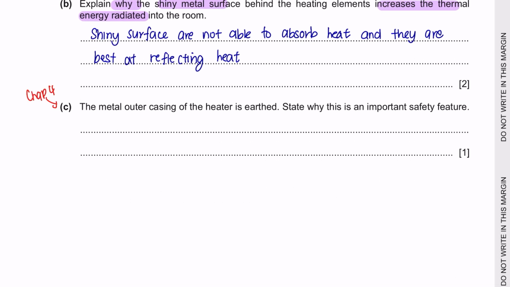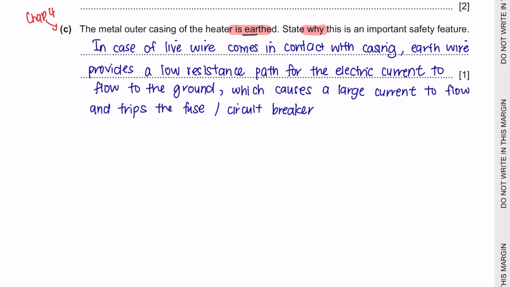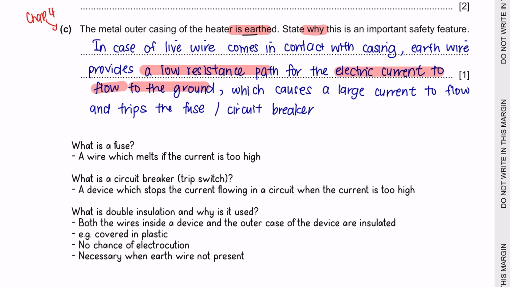Next, question part C. The metal casing outside of the heater is earthed. State why this is an important safety feature. An earth wire is an important safety feature because if the live wire comes in contact with the casing, the earth wire will provide a low resistance path for the electric current to flow to the ground, which causes a large current to flow in your circuit and trip the fuse. This way you prevent electrocution. You don't have to write this whole thing, you can just write what is highlighted. Some of the other safety features that you should know about are a fuse, a circuit breaker, and double insulation. So you can take a screenshot and read it on your own time.